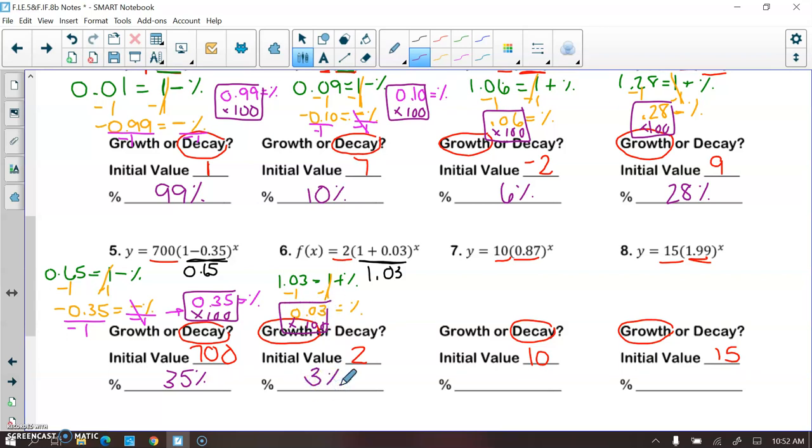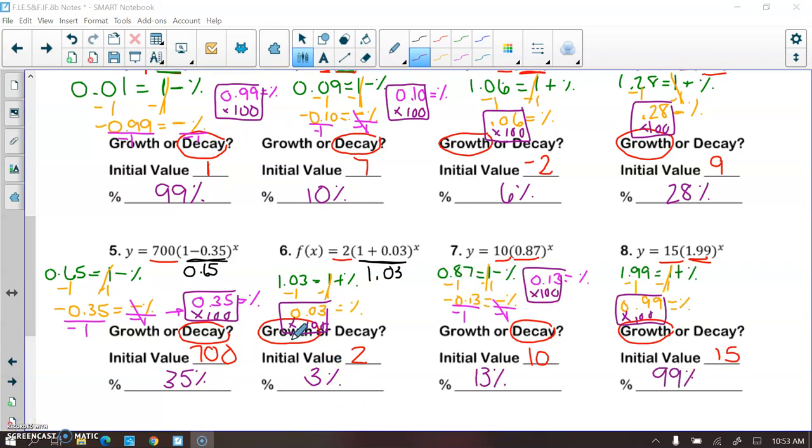I'm going to have you pause the video and try the next two on your own. Okay, so we should wind up with 13% and 99%. That is it for the level 1 videos.